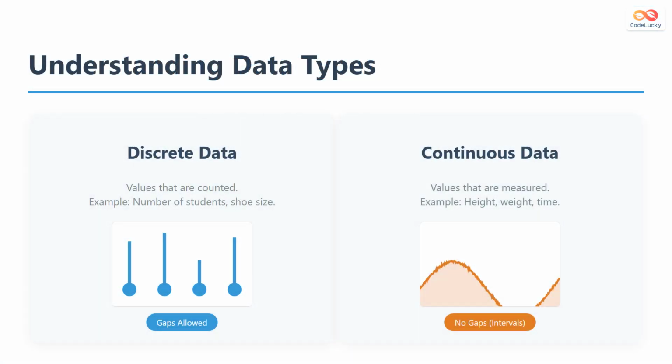Before we build a graph, we must understand the data. Data comes in two main types, discrete and continuous. Discrete data typically involves counting, like the number of students in a class or shoe sizes. Notice the gaps between the points? Now, continuous data involves measuring. Things like height, weight, or time. Continuous data flows smoothly without gaps, represented here by a continuous line.